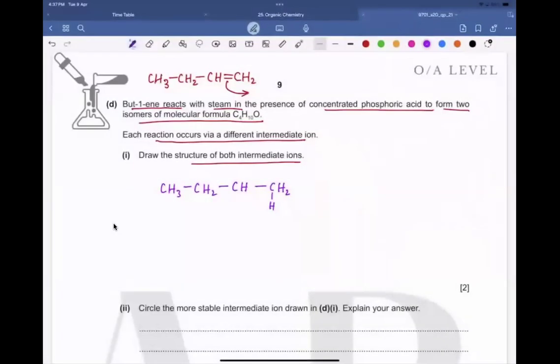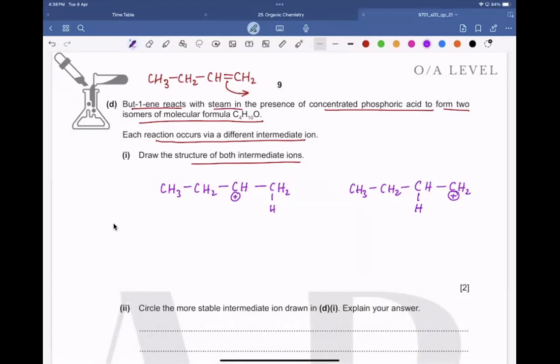Okay. So if the attack takes place from this bond, there are two possibilities. One is the hydrogen gets bonded to this carbon, making this carbon positive. So this would be one intermediate, right? And the second one would be CH3, CH2, these two remain the same, this is CH and this is CH2. After the attack, the hydrogen gets bonded from the water to this carbon, and this carbon becomes positive. So that would be the other intermediate.